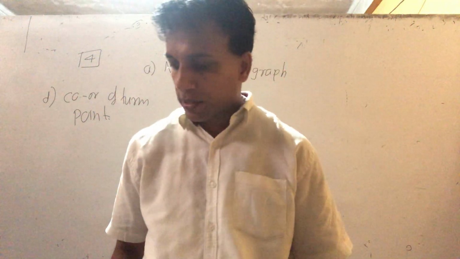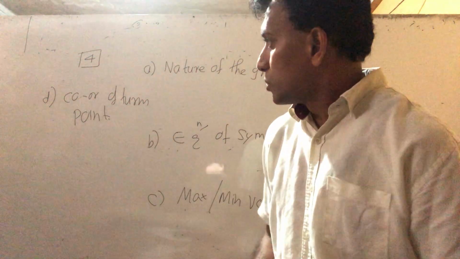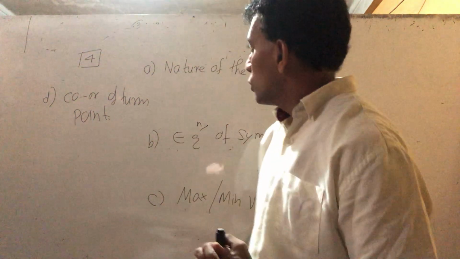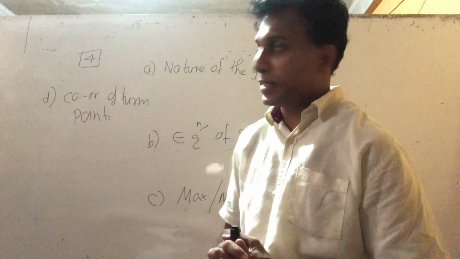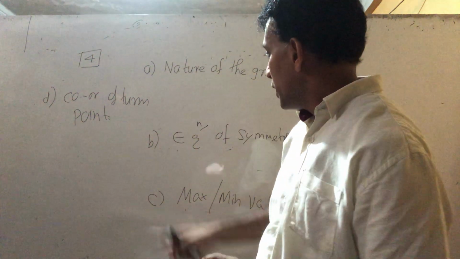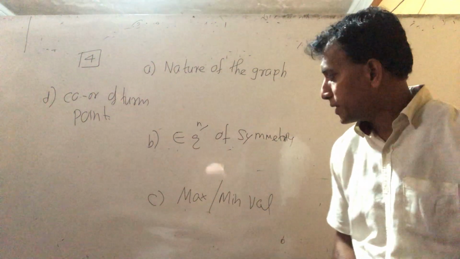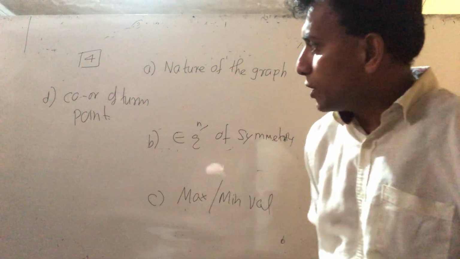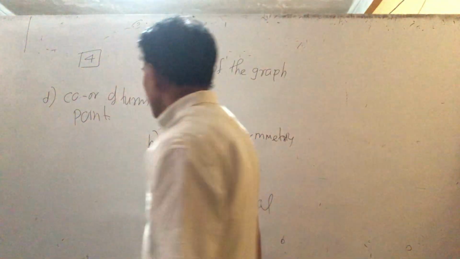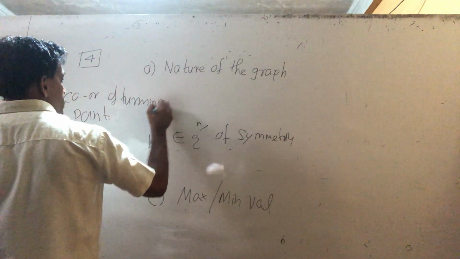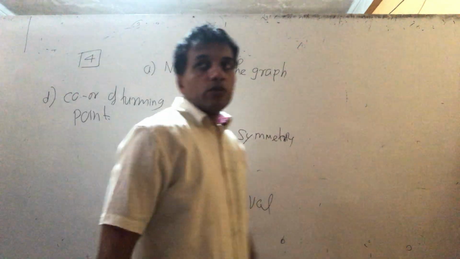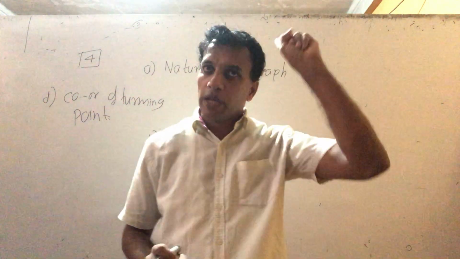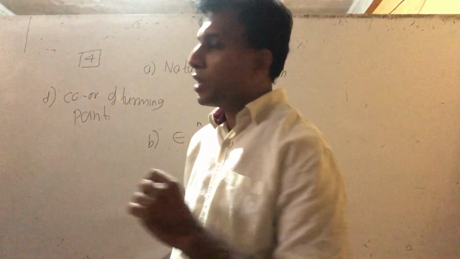So refer to that question, or you can copy this. For the following graphs, without drawing, you have to explain these parts: nature of the graph, equation of the symmetric axis, maximum or minimum value, and part D, coordinates of the turning point. To answer such graphs, you need good experience. We've drawn 3 graphs, and I also mentioned it in my first video. Then you can answer this clearly.